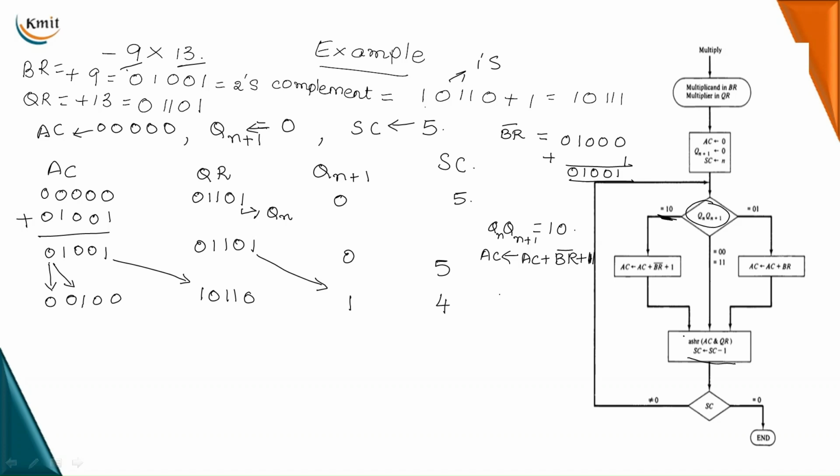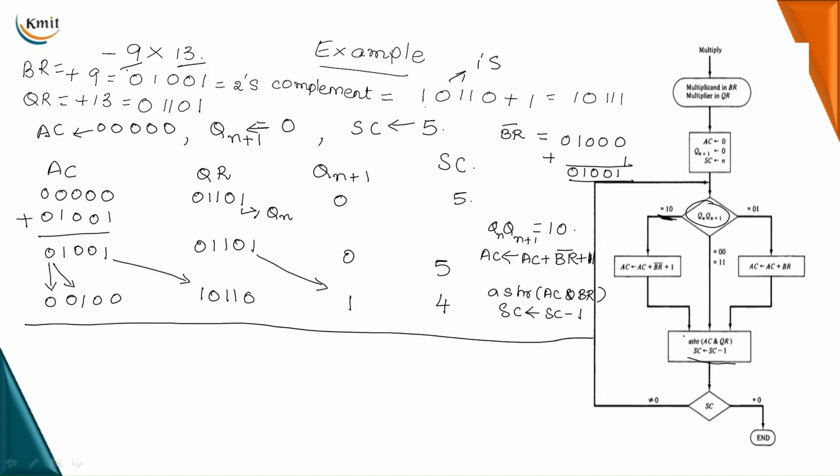So what is the operation you have performed here? Arithmetic shift right on the contents of AC and QR, and decrementing your sequence counter by 1. So this is one cycle. Now again check the value of the sequence counter. The sequence counter is still not equal to 0, so we'll go for the next step. In the next step, the loop continues.